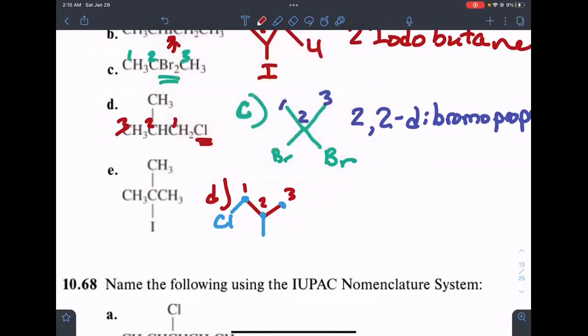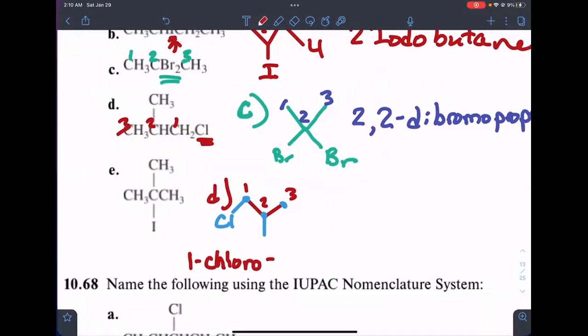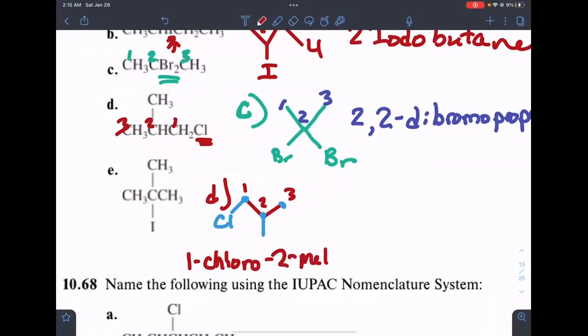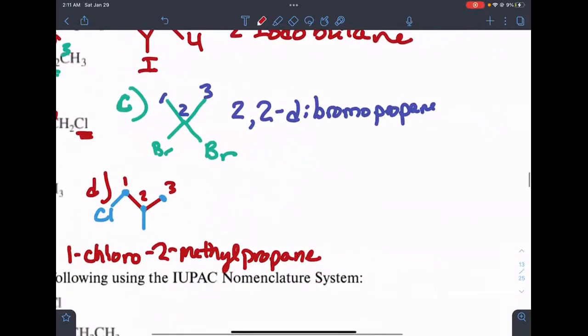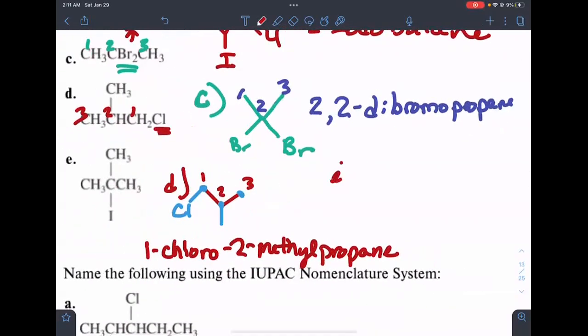Oh, we got to name this sucker, right? Okay, so we're naming this based on the numbering. So we have chlorine and we have methyl. Chlorine is going to come first. So we have 1-chloro. Then we have 2-methyl. And then we have 3, just like before, it's propyl. Propane, not propyl, propane. Okay, squeeze E in there.